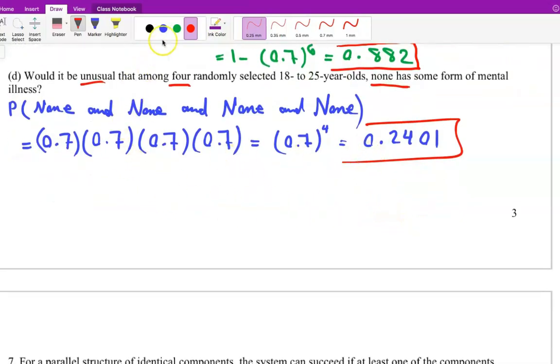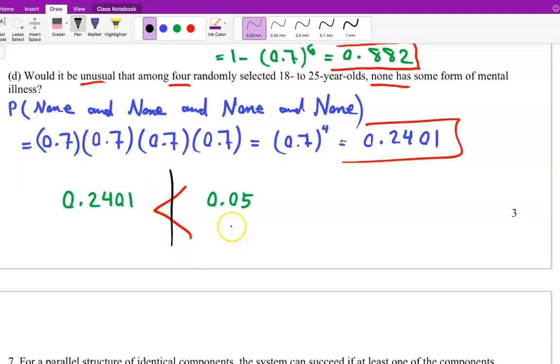And now compare that number with 5%. This was the rule when you want to find out if your events are unusual or not. So if that probability is unusual or not, you should compare it to 5%. Obviously, this number is not less than 5%, meaning that this is not unusual.